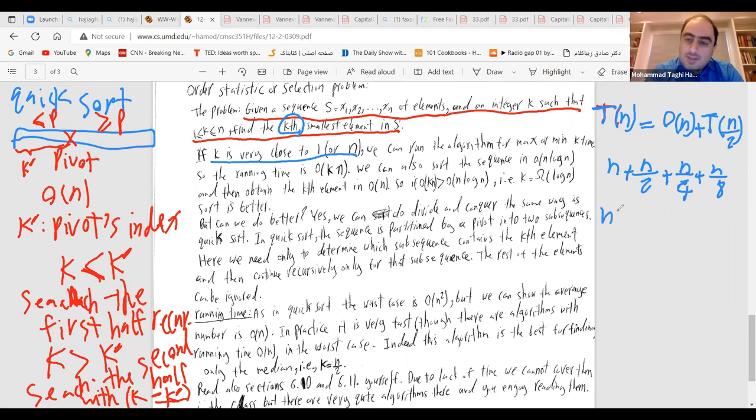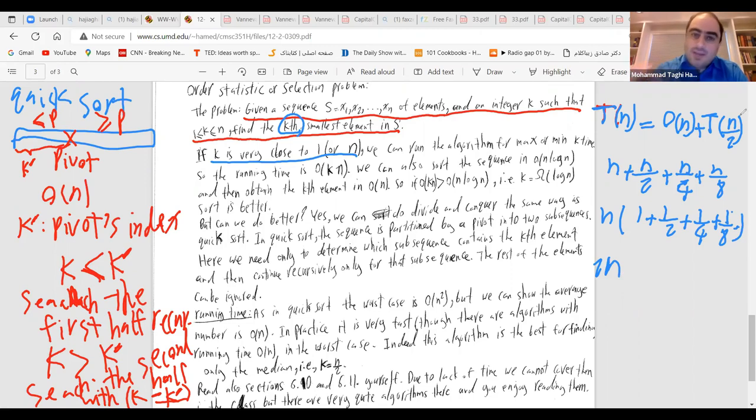And then we can just say that this, we discussed, 1 plus 1 half plus 1 fourth plus 1 over 8, etc., which is equal to at most 2. So the whole thing would be 2. So that's a good case.